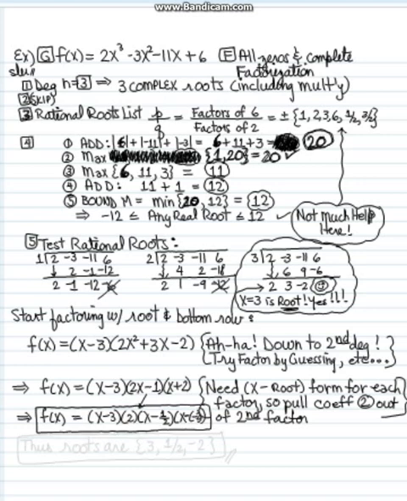Now, when I write it this way, it's super easy to see what the roots are. They're the numbers being subtracted from x. So the roots are in this list. They are the numbers 3, 1/2, and -2.